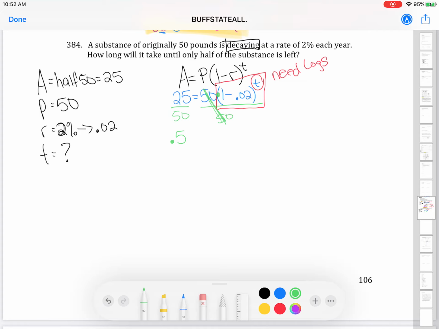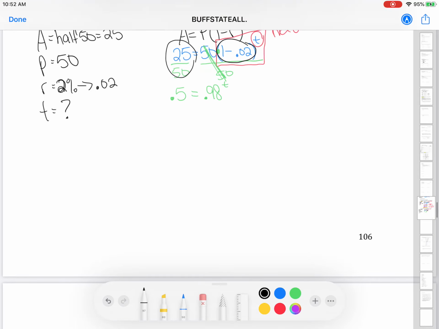Now be careful on the left side. 25 divided by 50 is 0.5, or 1/2 if you want to leave it as a fraction. Be careful over here as well. Before we were just adding 1 plus 0.02, or whatever the numbers were, and we got 1.02. This one's subtraction. 1 minus 0.02, you can throw it in your calculator. That'll get you 0.98. And then the raised to the t comes down. So again, I divided this to get the 0.5, and I subtracted this here to get the 0.98.